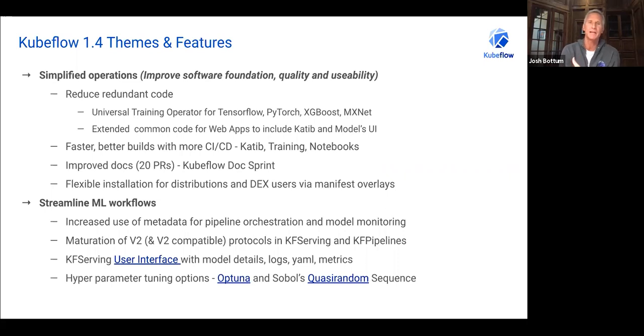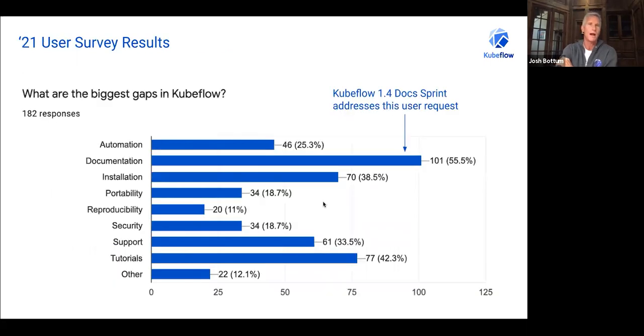We also looked at streamlined workflows, increased use of metadata for pipeline orchestration and model monitoring, and the maturation of the V2 protocols. So both KFServing and KF Pipelines continue to improve and add additional functionalities and enhancements. And that's where we see these V2 protocols coming in. The KFServing UI provides details, logs, YAML, and metrics, and then there are the hyperparameter tuning options with Optuna and quasi-random, which you'll hear more about.